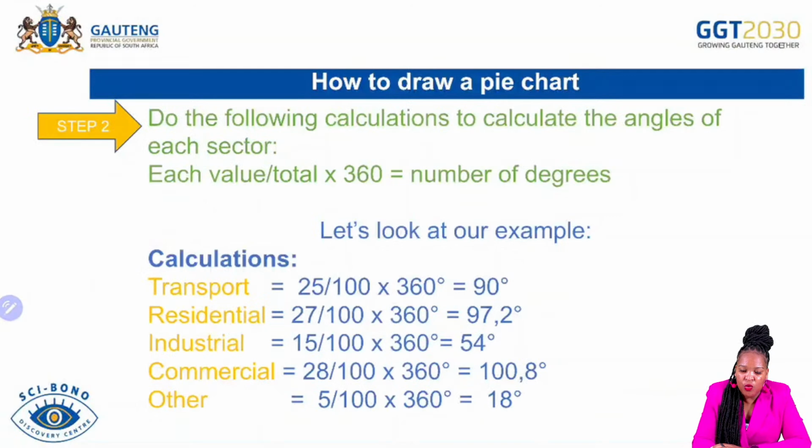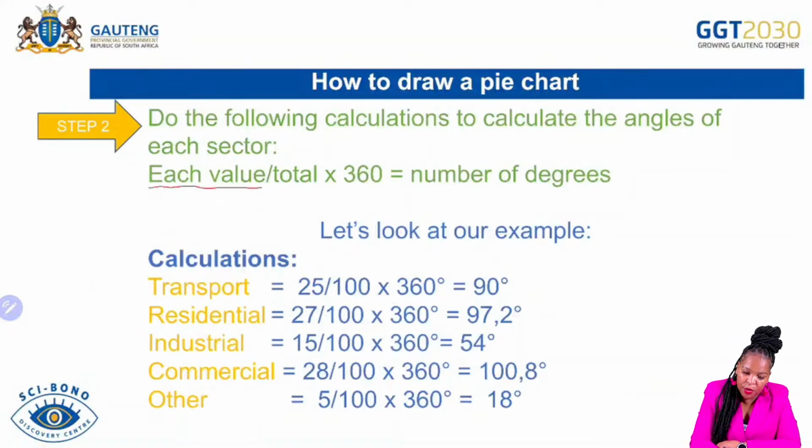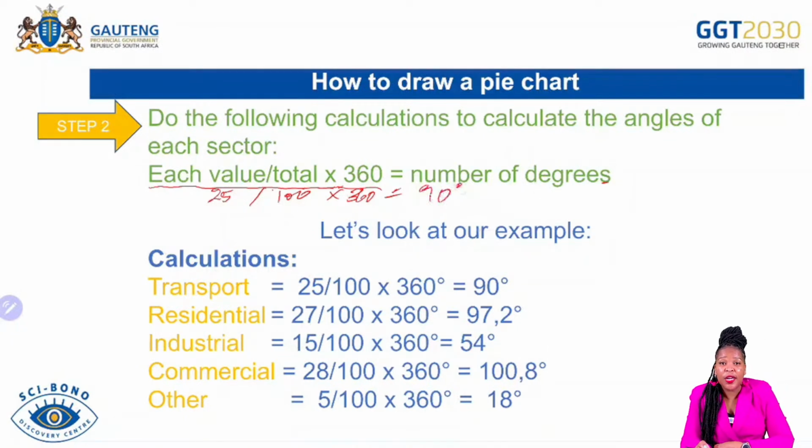Step number 2, you must do the following calculations of the angles of each sector. Then how do you do that? This is the formula here. Each value, you are going to divide by the total, then you are going to multiply by 360. So the value here will be your 25 divided by 100 multiplied by 360. Then you get now your answer in degrees. So the first one, which is for transport, will be your 90. So you can do a quick calculation there where you are. Then you calculate for transport. You have already done so. It's 90 degrees. Now your answer is in degrees.